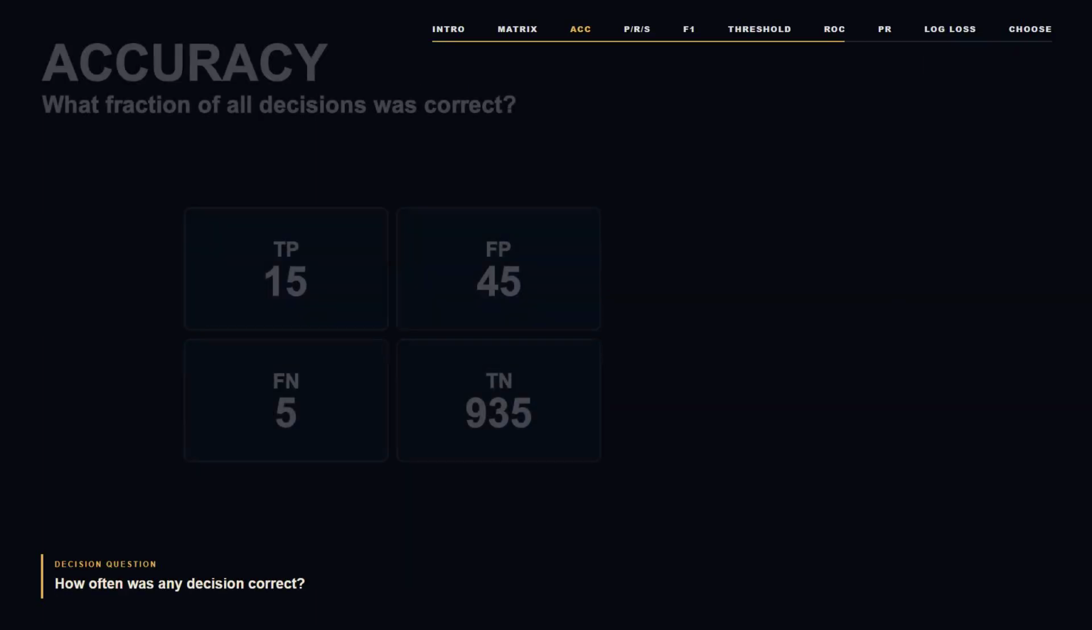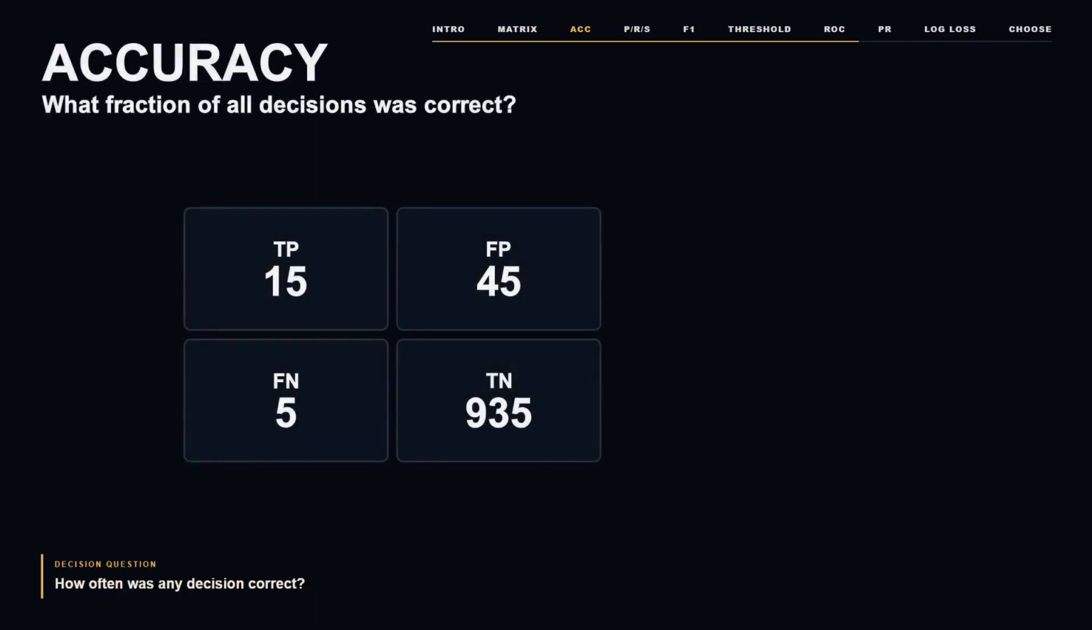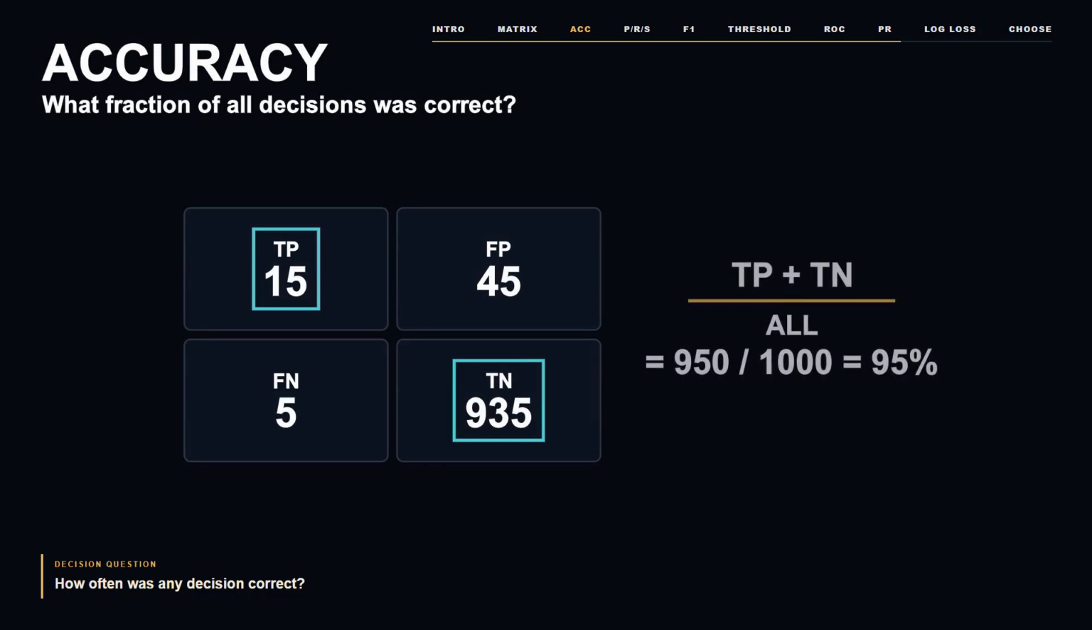Accuracy asks, what fraction of every decision was correct? Add true positives and true negatives, then divide by everyone. Here, 950 correct decisions out of 1,000 gives 95%.